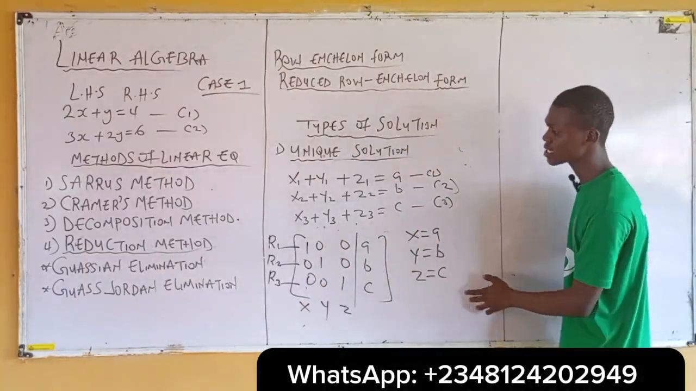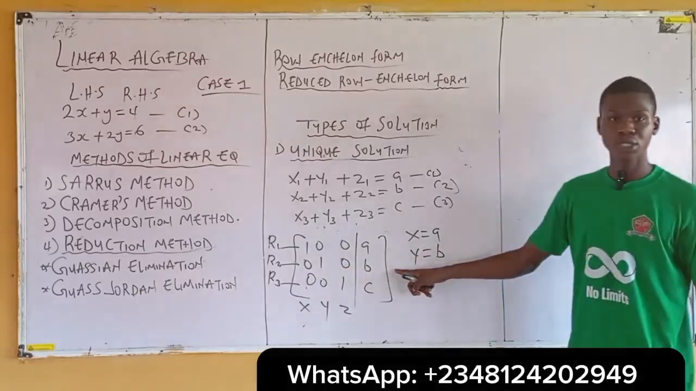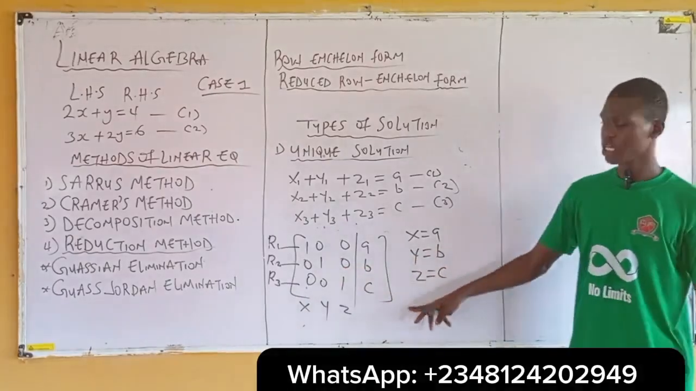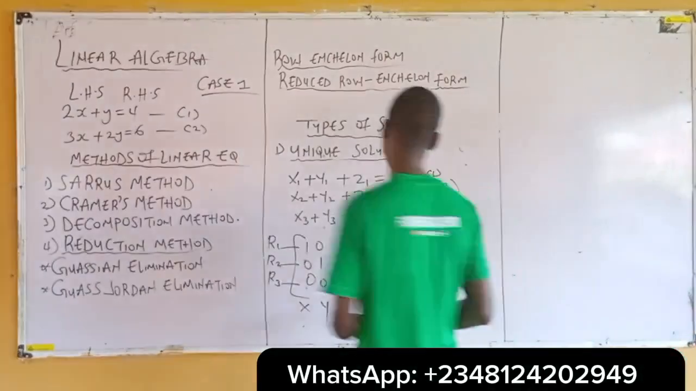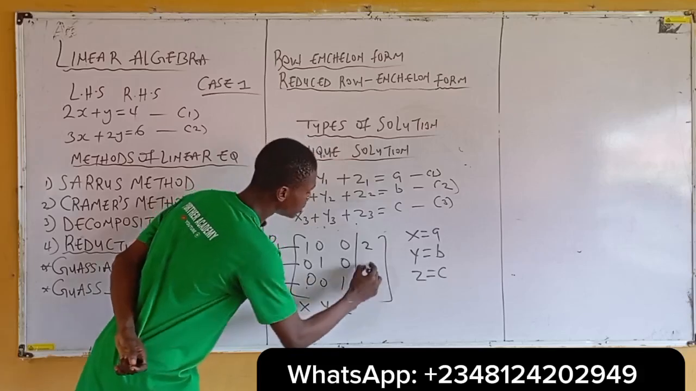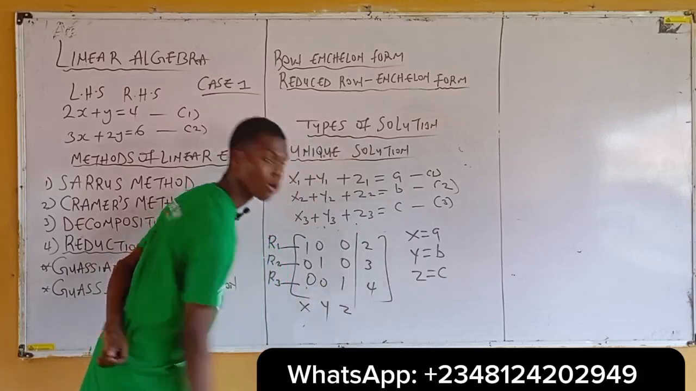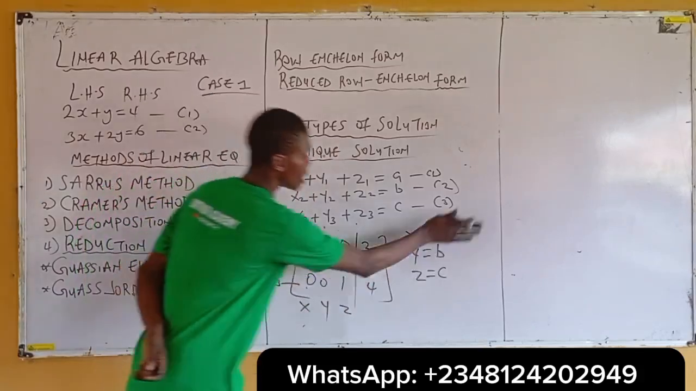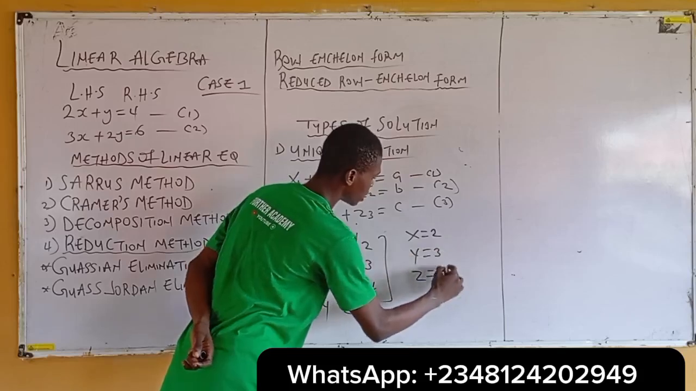Now, take note that in a matrix format, this is how you represent it. So you really are saying x equals to A, y equals to what? B, z equals to C, where A, B, and C are real values. Now, let's change this A. Let's say this A is 2, and this B is 3, and C is 4. What it means is that x equals to 2, y equals to 3, and z equals to 4.